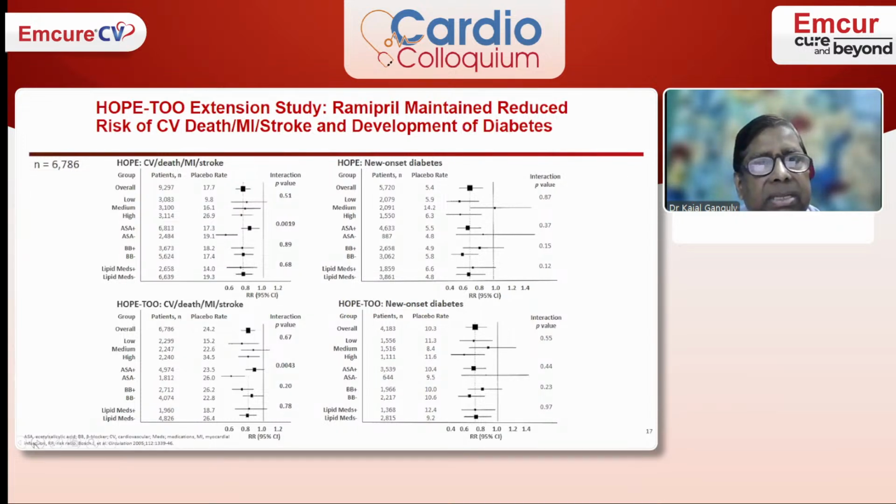So, risk of CV death, MI, stroke, and development of diabetes. In the HOPE trial, CV death, MI, and stroke significantly decreased. If you see, new onset diabetes significantly decreased. In HOPE-2 also, new onset diabetes shows significant reduction. And in HOPE-2, this sub-study in diabetes, CV death, mortality, MI, and stroke in diabetic patients were significantly reduced. Next.